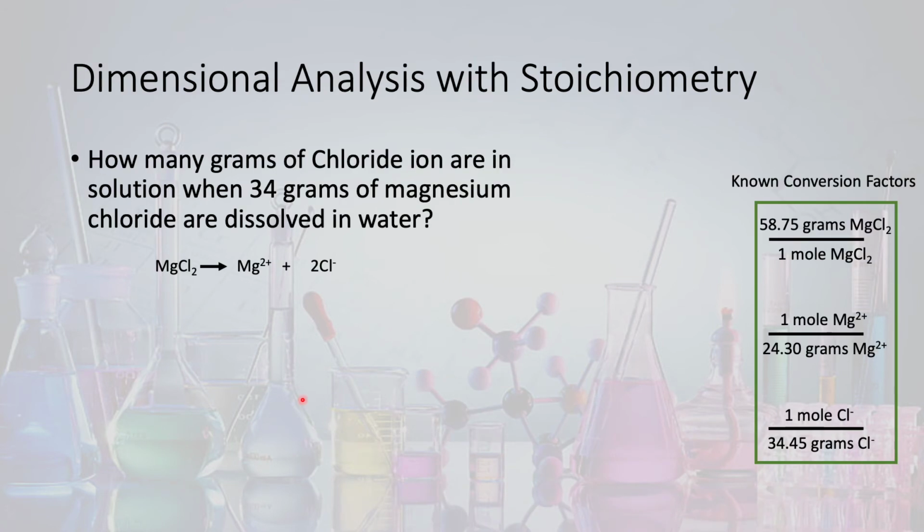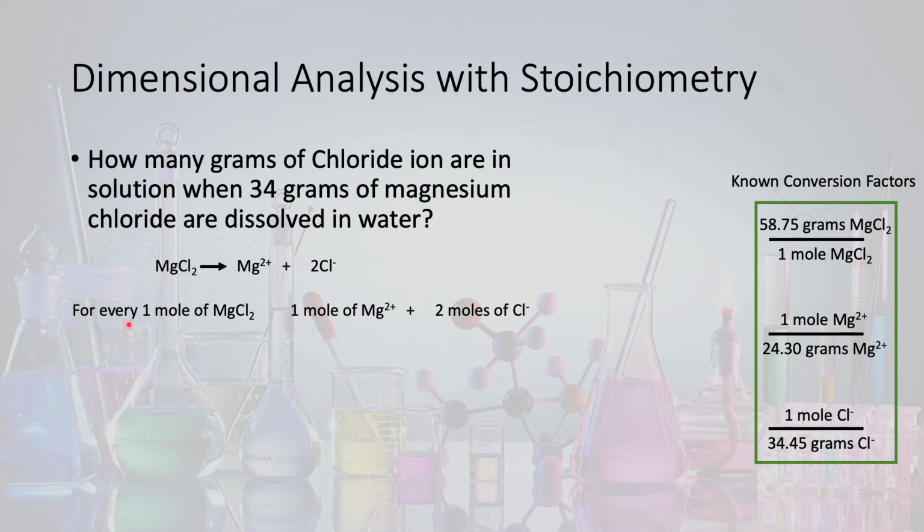Now let's demonstrate the true power of stoichiometric chemical reaction ratios by combining them with dimensional analysis. So we can use these two principles combined to answer the question, how many grams of chloride ions are in solution when 34 grams of magnesium chloride are dissolved in water? By using our balanced chemical equation here, where the solid magnesium chloride dissociates in water to produce 1 magnesium ion and 2 chloride ions, we can use this to answer the question above.